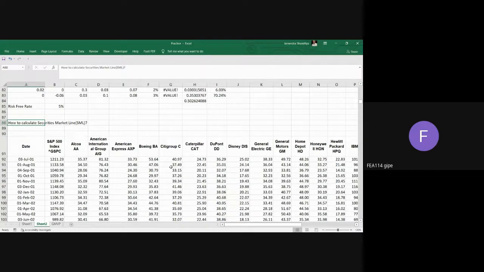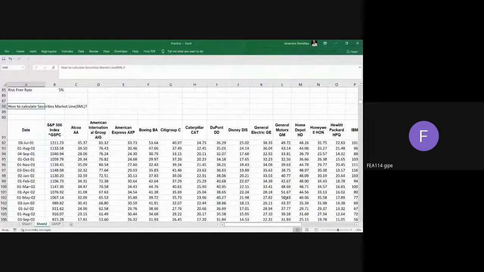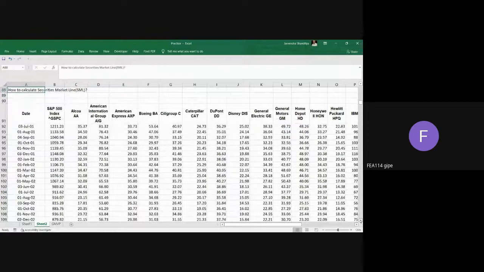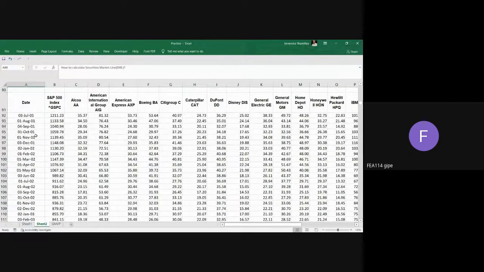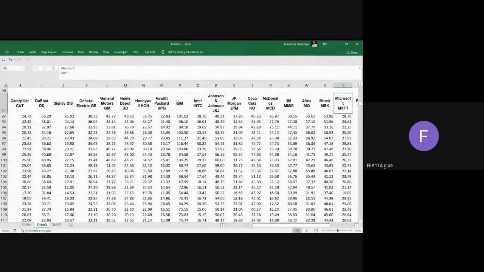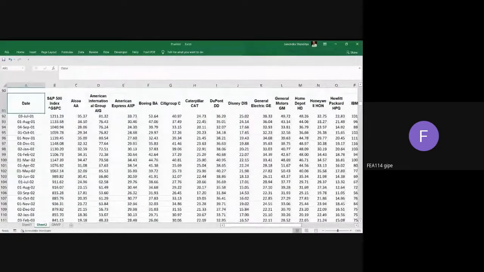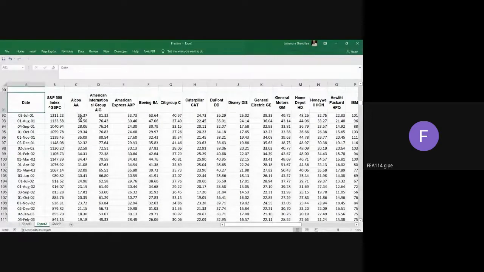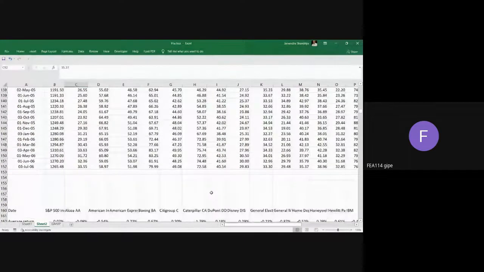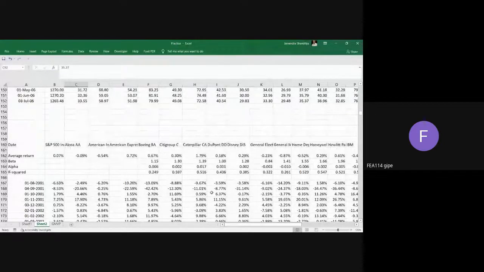So let's go and see how we calculate the securities market line. I have the monthly return of the S&P 500 as well as 30 stocks comprising the Dow Jones index. These are the prices of the individual stocks like Alcoa, American International Group, American Express, Boeing, Citigroup, Caterpillar, DuPont, and all that. Now this price we convert into return, because ultimately, unless we have the return and the variance-covariance, we can't work on the relationship that we want to establish.